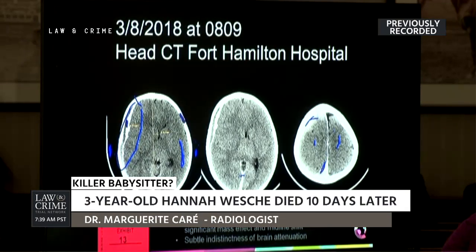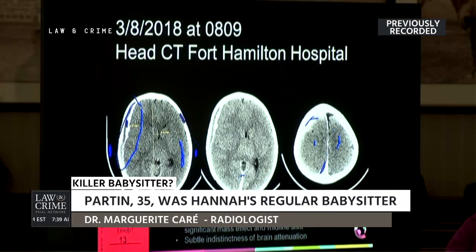Bleeding outside of the brain, we see that in different settings. Certainly trauma is going to be the most common thing. When we see bleeding in the subdural location, we think trauma. It's not the only cause of subdural hemorrhage in a child, but it's the most common.